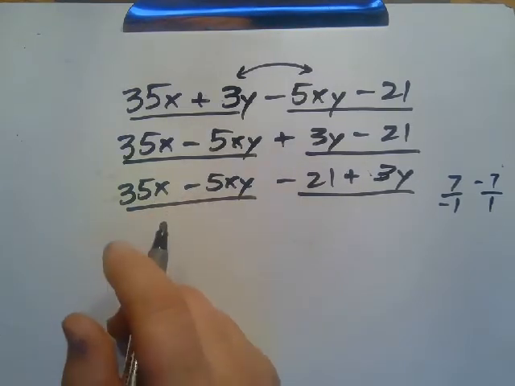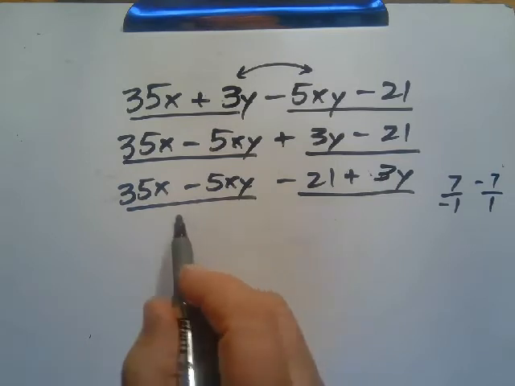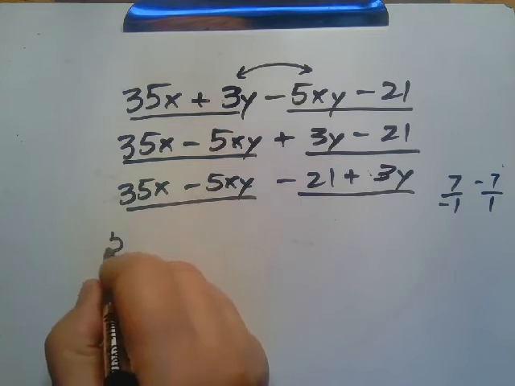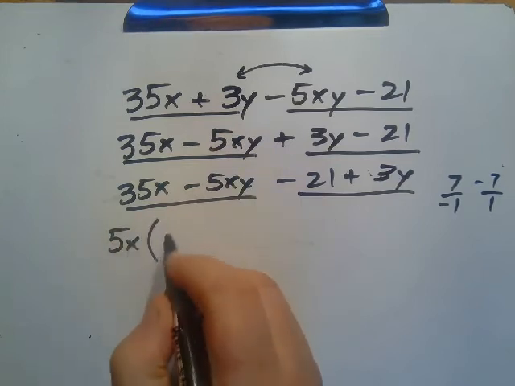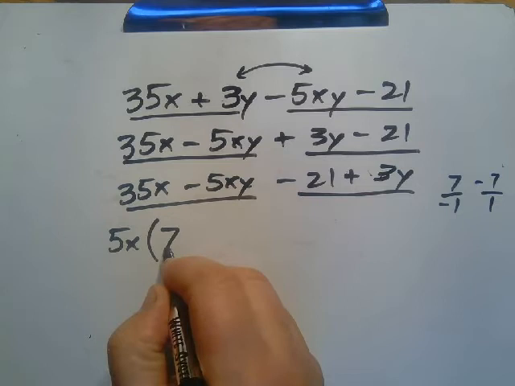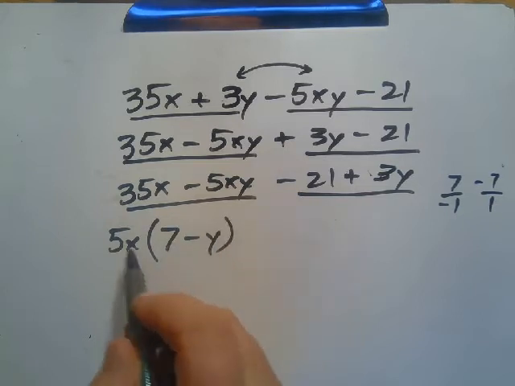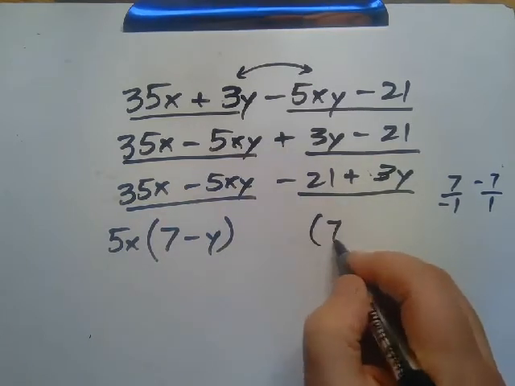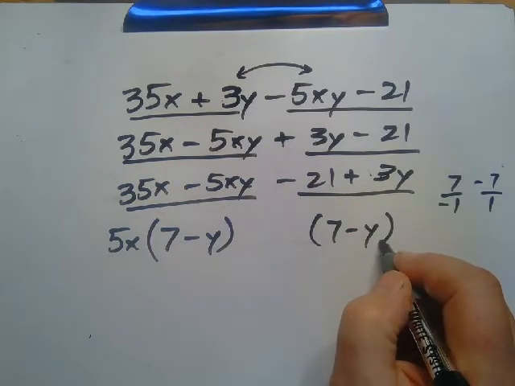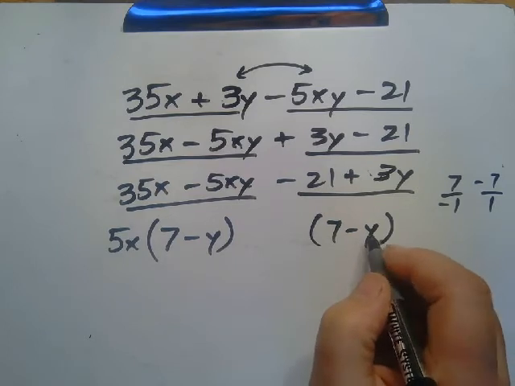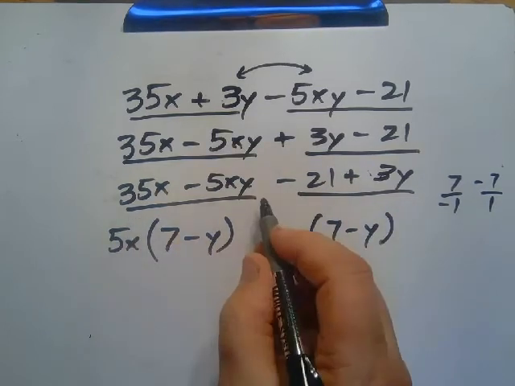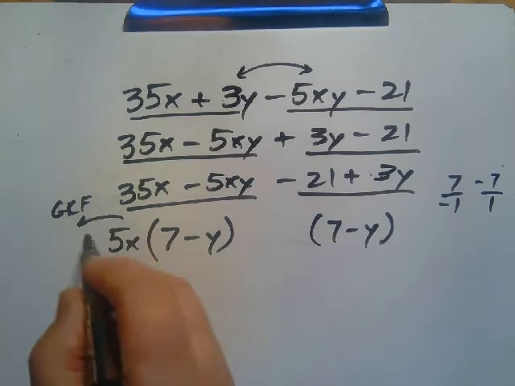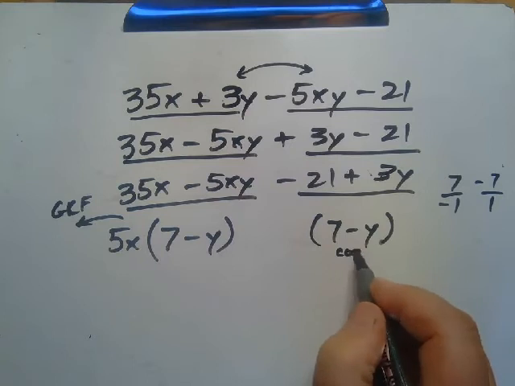So let's take something out of the first group. Remember, your first step is to underline the two groups. I'm going to take something out of this group. And it looks like a 5 comes out and an x. That leaves me with a 7 minus y. 35x minus 5xy. That's right. Now, copy the leftovers to the right. Copying them over, just copy. This is my next step. So underline, take the GCF out of the first group, then copy the leftovers over to the right.